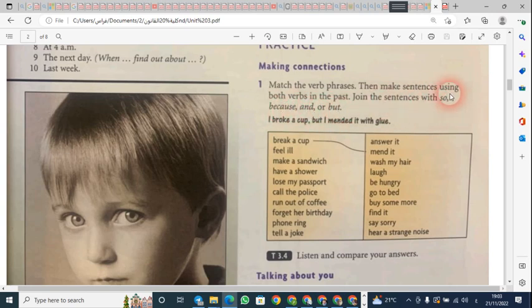So we have 4 words. لدينا 4 كلمات تستخدم للربط بين أو الوصل بين الجمل.